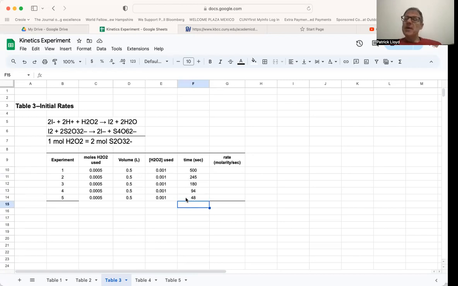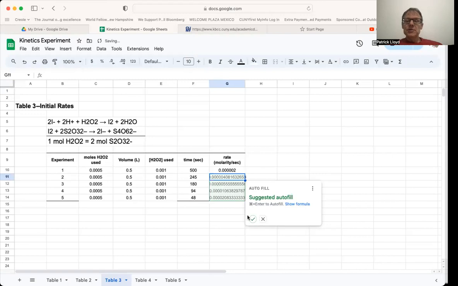And again, the reason it goes that pattern is because in the first experiment, both concentrations are at their lowest values, both reactants, KI and H2O2. By the time you get to experiment 5, they're at their maximum concentration, so the rate should be faster. To figure out the initial rate, I'm just going to call it rate, molarity over seconds. So you just take the concentration change divided by the change in time.